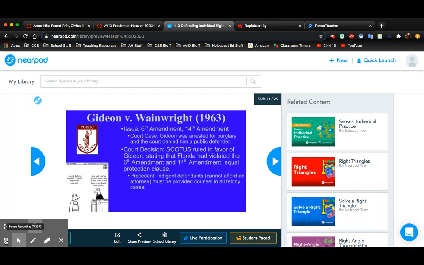So the Supreme Court said, "Yep, Gideon, you're right. Florida had violated your 6th and 14th Amendment rights." The precedent set here was that people who could not afford an attorney must be provided a public defender in all felony cases. And afterwards, they retried the case. He was given a public defender, and he was ruled to have not committed the burglary. So pretty neat for him.